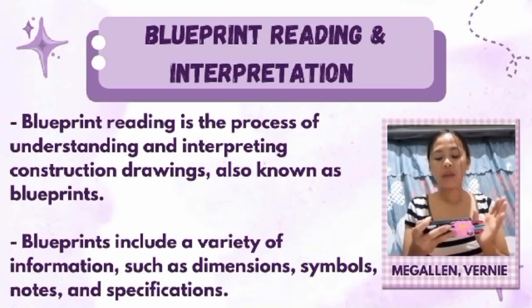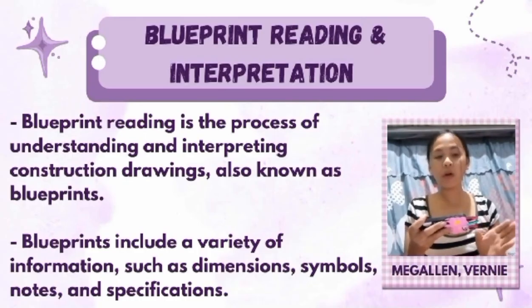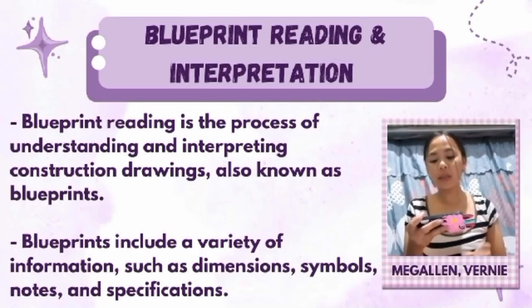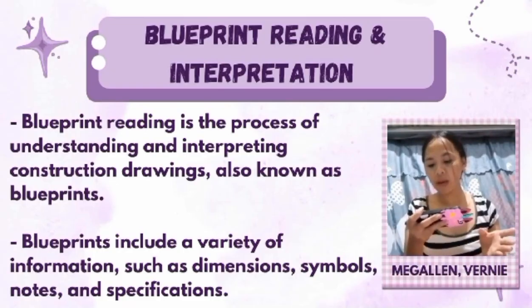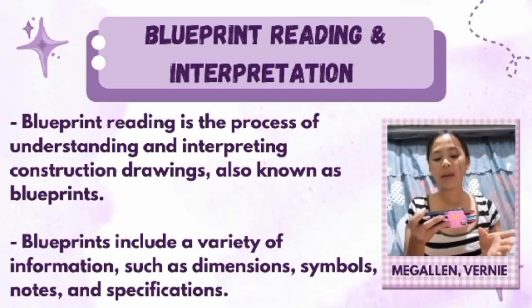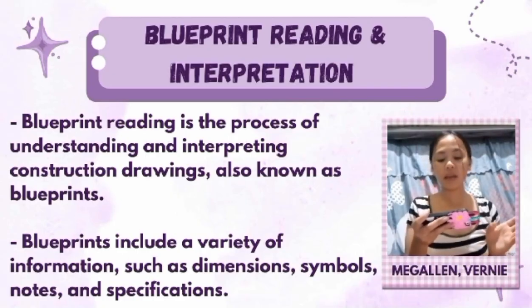Dimensions are the exact measurements of rooms, walls, or parts. Symbols represent doors, windows, and outlets. The notes are special instructions or reminders written by the designer.